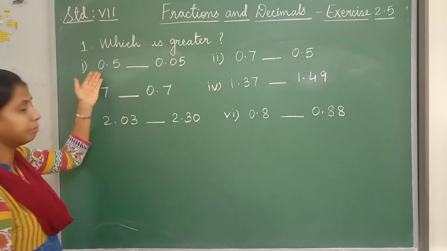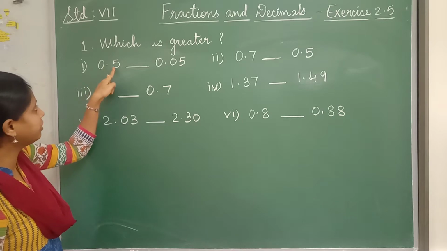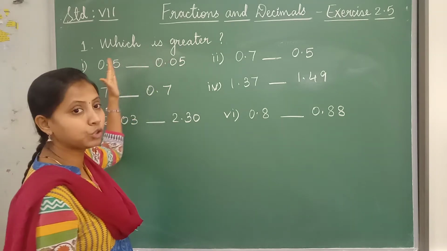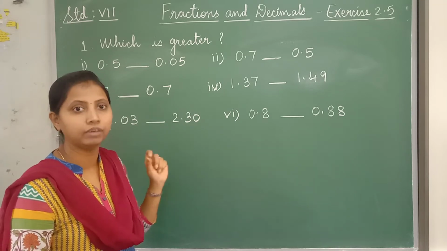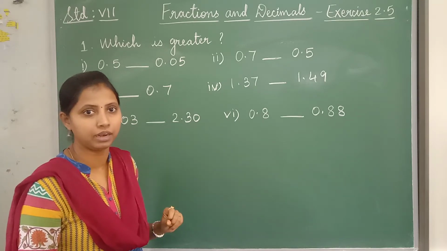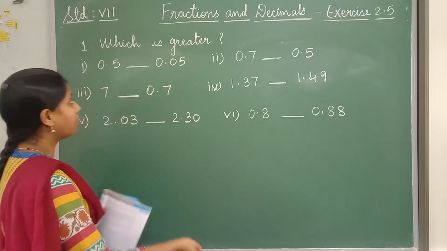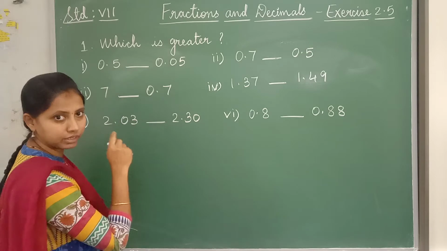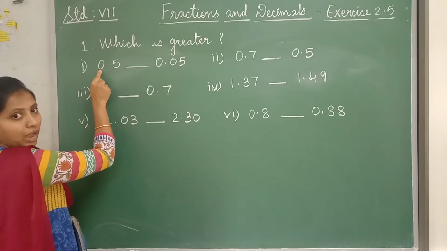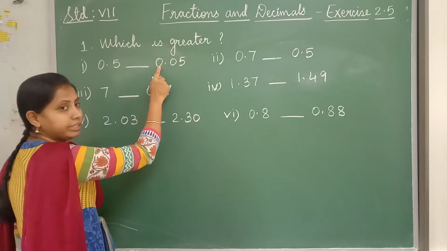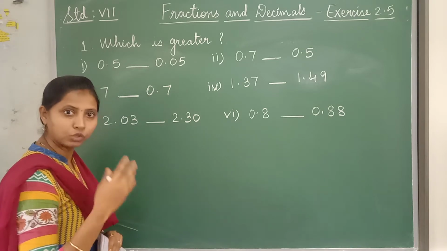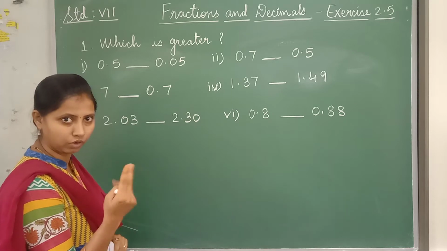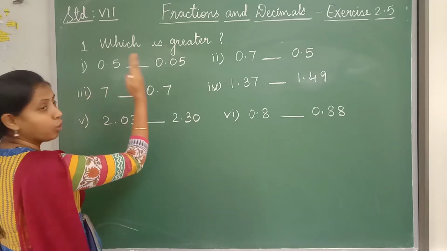Now see, for example, the first one given is 0.5 or 0.05. Which one is greater among these two decimal numbers? Now whenever you have to compare two decimal numbers, go on comparing digit-wise. Firstly compare before the decimal point. Here you have 0, and here also you have 0. So both are the same. We cannot compare which one is greater. Both are zeros. So next you have to go to the next digit.